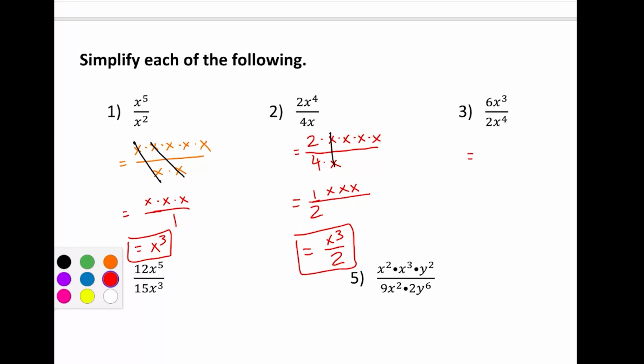So like with this one, we've got 6 over 2 times x times x times x over x times x times x times x. We got 4 of them on the denominator. Six divided by 2 reduces to 3 over 1. And then we've got 3 pairs of x's that will cancel out, leaving us with just a single x in the denominator. So we get 3 divided by x.